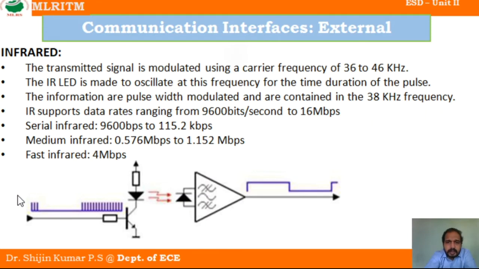The data rate supported by this IR is 9600 bits per second to 115.2 kilobits per second. For medium infrared it is 0.576 Mbps to 1.152 Mbps. In the case of fast infrared it is 4 Mbps. The main problem with infrared is that it is line of sight communication. So this signal cannot travel a long distance.